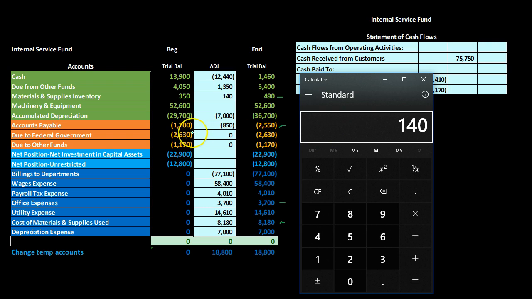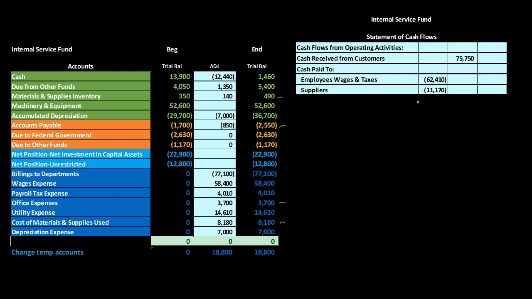Then we're going to do this in the other order just to flip the sign. So then we're going to say plus, and we have the 1700 accounts payable minus the 2550. So that's the beginning minus the ending. And then we're going to say plus the 3700 plus the 8180. And that's going to be the 11,170. So there's the 11,170.